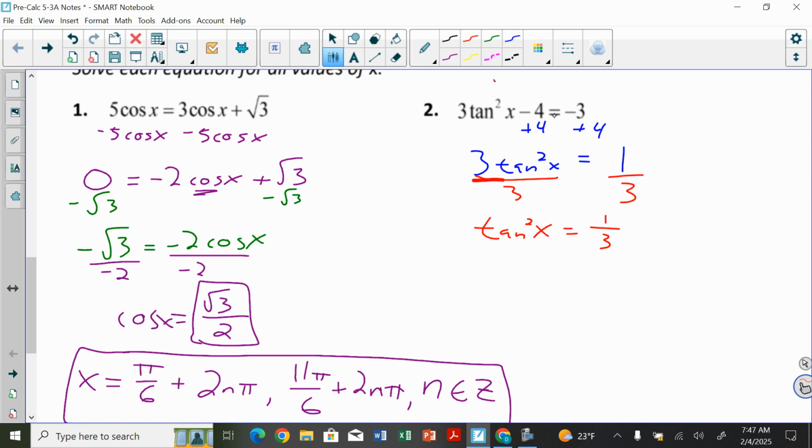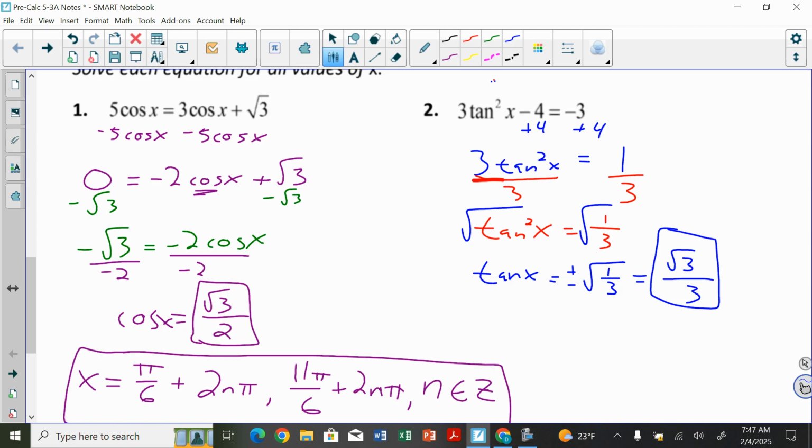Okay, so I have a square. So how do I undo that square? I'm going to take the square root of that. So I do that, square root of both sides. So now I have tangent of x equals the square root of 1/3. But remember, we got to consider both positives and negatives. Square root of 1/3, which is also equal to, well, square root of 1 is 1, and then you have square root of 3 on the bottom. But remember, you can't have a radical on the bottom, so you have to rationalize this. Eventually, you'll get to that square root of 3 over 3.